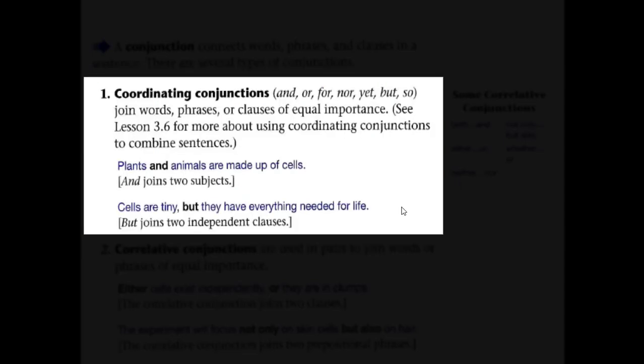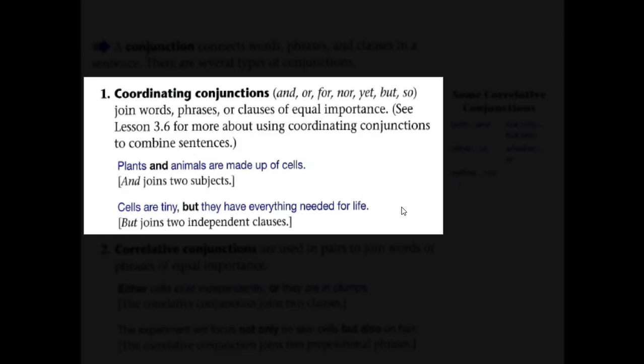Let's see the example here. Plants and animals are made up of cells. The coordinating conjunction here, and, is connecting the word plants to the word animals. So it's connecting words here. And the functional subjects. Plants and animals are subjects of that sentence.